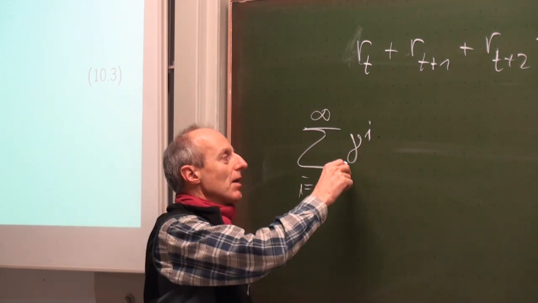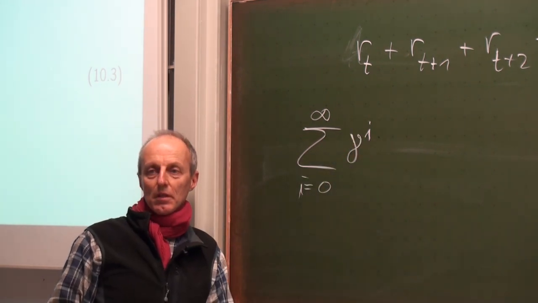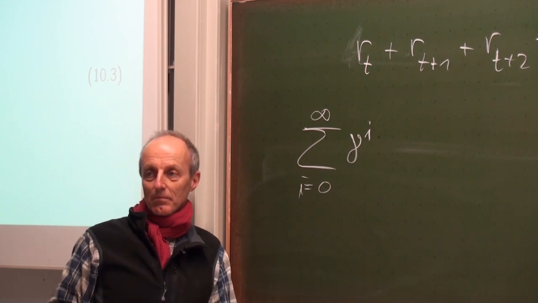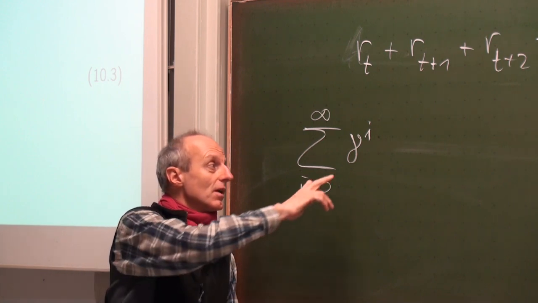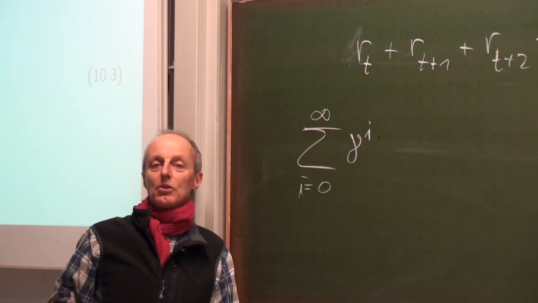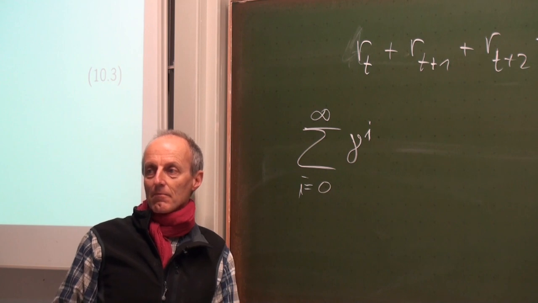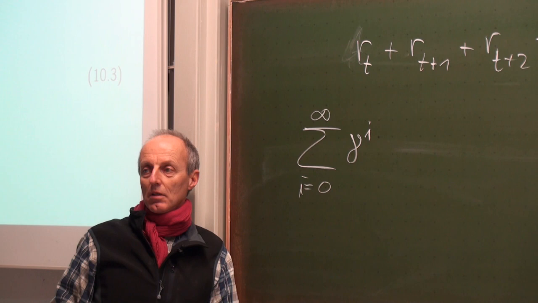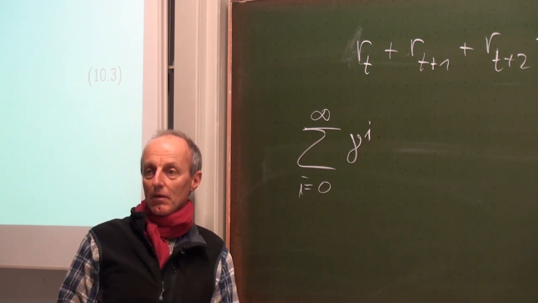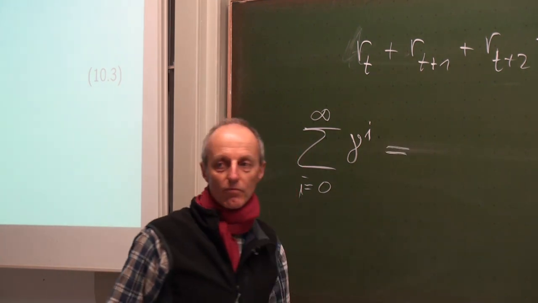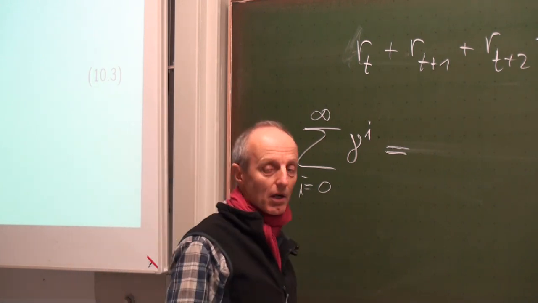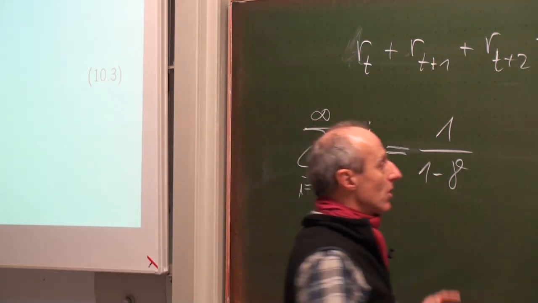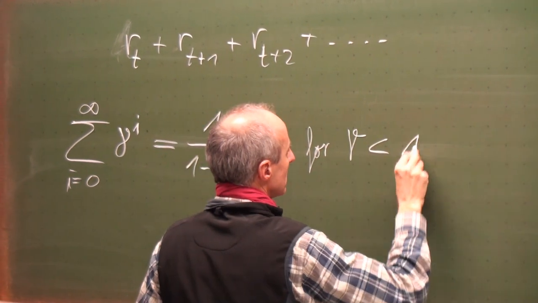Yes, you're right. I mean, gamma to the power i goes to 0. But this is necessary but not sufficient for convergence of the series. It's necessary, of course. If the terms inside the sum do not go to 0, then there is no chance. But it's not sufficient. But why does this sum converge? This is the well-known geometric series, and we even have a simple formula for the limit of this geometric series. What is the formula? It's 1 over 1 minus gamma. But of course, this only holds for gamma smaller than 1.